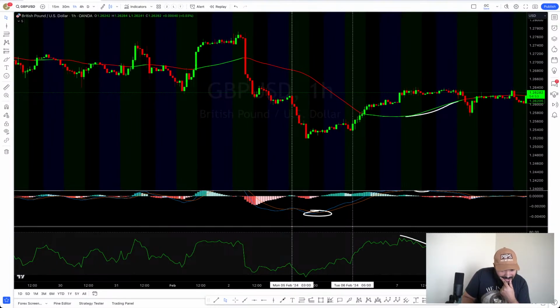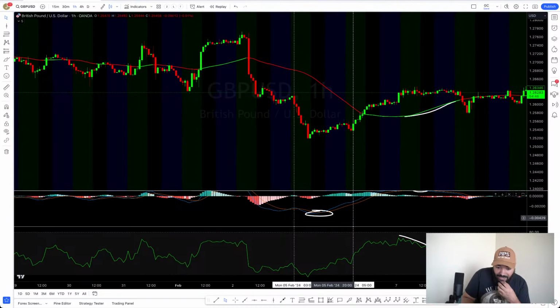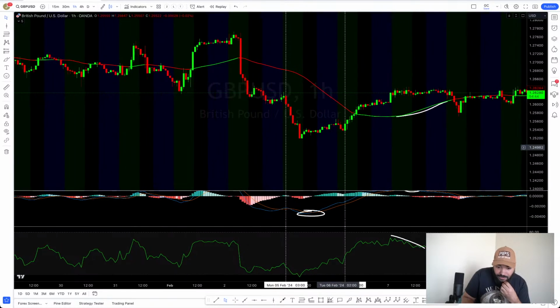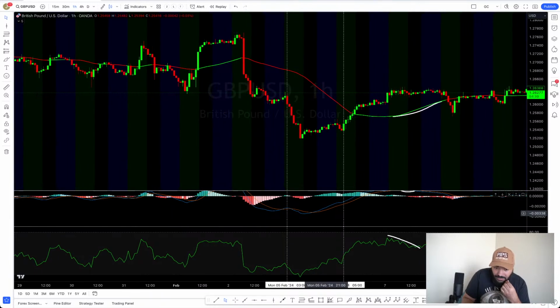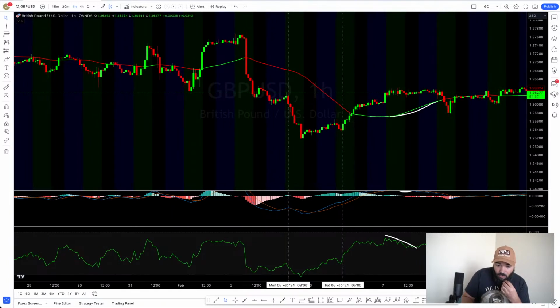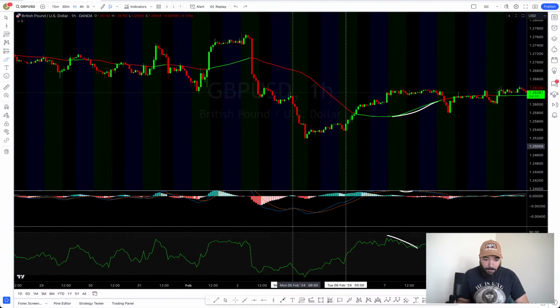All right, let's see here. Okay, I don't see any divergence happening. So even though I was thinking it, I don't see it. I don't see any divergence. What I mean by that is everything is lining up together on the RSI. Everything is flowing together. So no divergence on this one. That's okay.